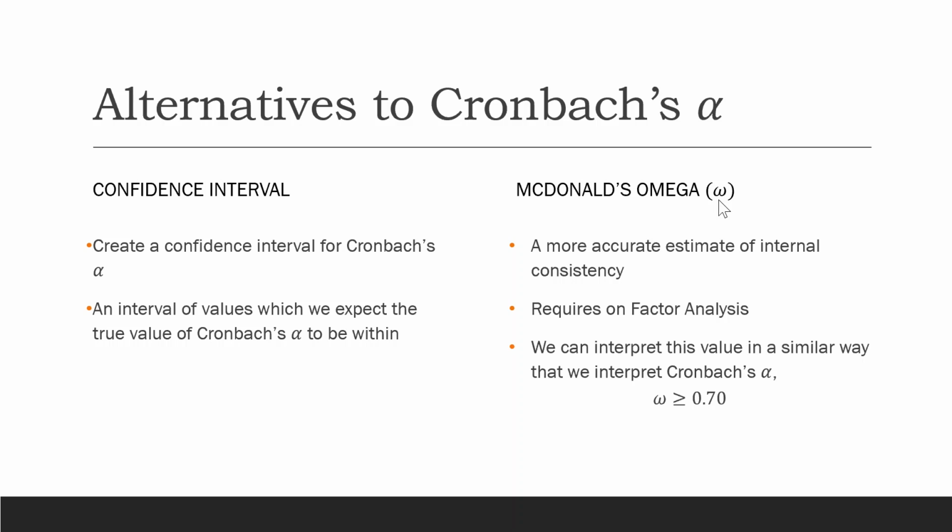Although it is calculated differently, we will still interpret it in the same way that we interpret Cronbach's alpha. So we want McDonald's omega to also be greater than or equal to 0.7. If it is greater than or equal to 0.7, we can use that scale. We have evidence that our items are working together to measure a single construct.